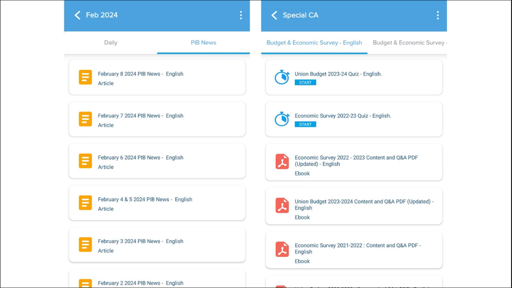Next, we also provide you with important PIB articles on daily basis so that you can go through these articles and have an insight about that particular topic. Not just this, we also make sure to provide you important events that are happening globally and make sure to give you the right analysis.